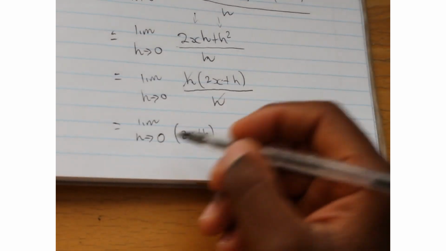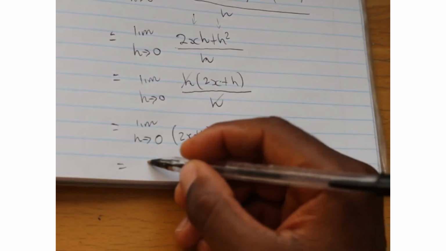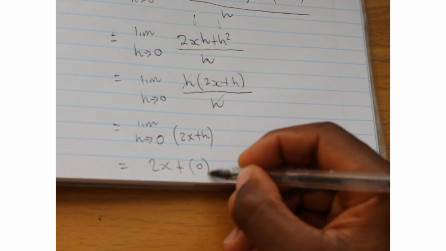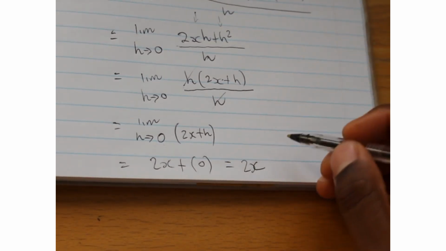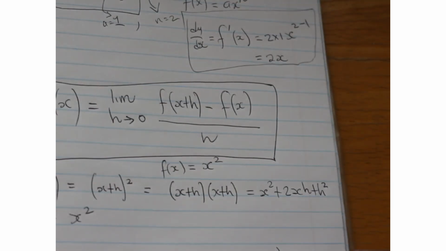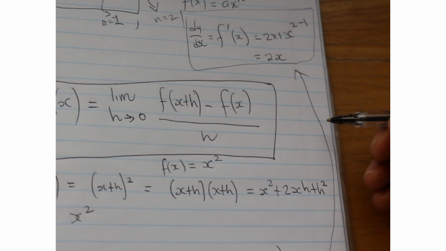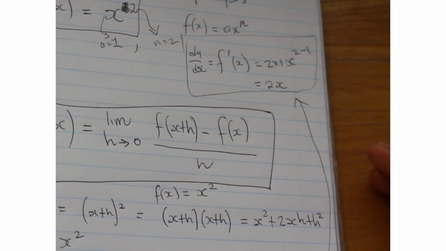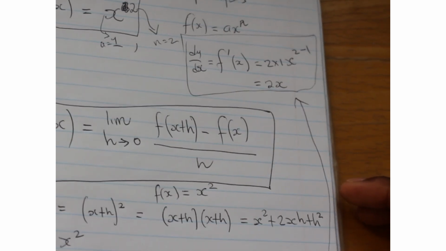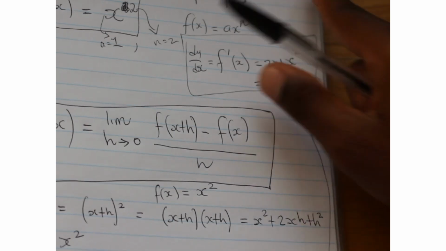So now to get rid of this, we simply substitute 0 in place of h. So we're going to have 2x plus, in place of h, 0. And this is 2x, which is the same as the value that we got when we were using differentiation rules. Okay, so that's how you use first principles to differentiate. So let's look at a slightly different problem.